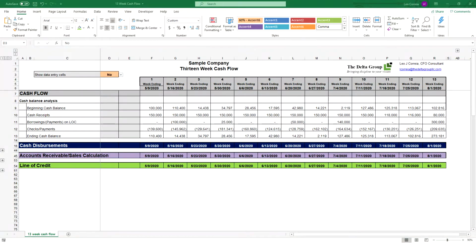We're going to look at the 13-week cash flow, and specifically, we're going to look at the cash balance analysis. And we're going to go through this section in detail to see how you enter data and how you monitor your cash balance. So the first thing I want to do is turn on the data entry cells to see where we need to enter data on this.